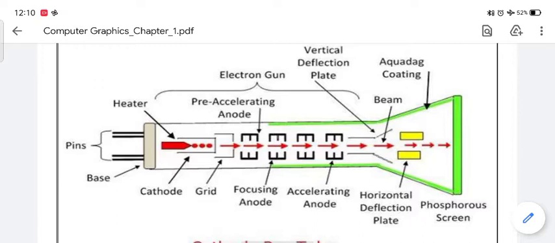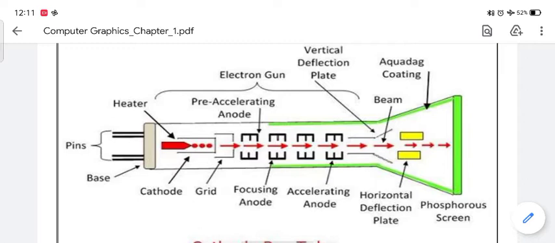To make sure that it moves in a line, we use this control grid, or simply the grid. What does the control grid do? It helps you control the flow of electrons released from the heating surface, to make sure that they flow in a single line. We use a controlling grid. So the controlling grid is the next element that follows the cathode.